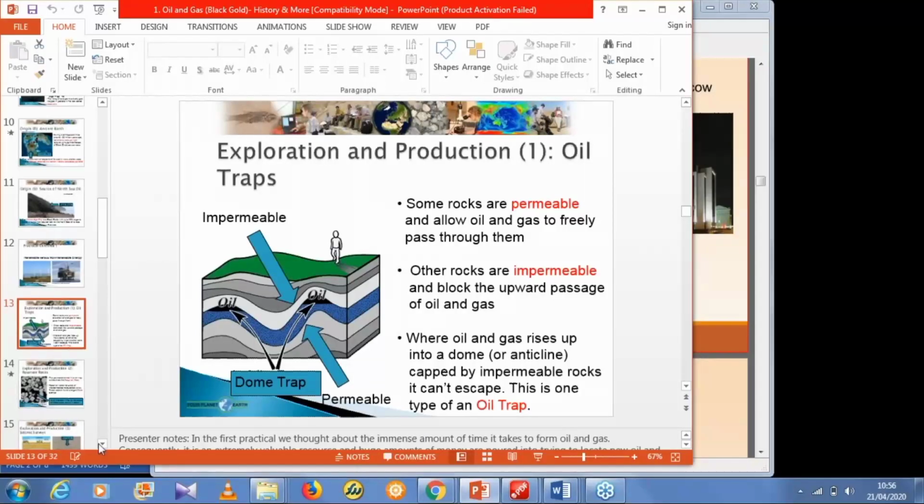This picture here explains that. You see the dome of trapped oil. They're already trapped at this point because they can't rise any further.